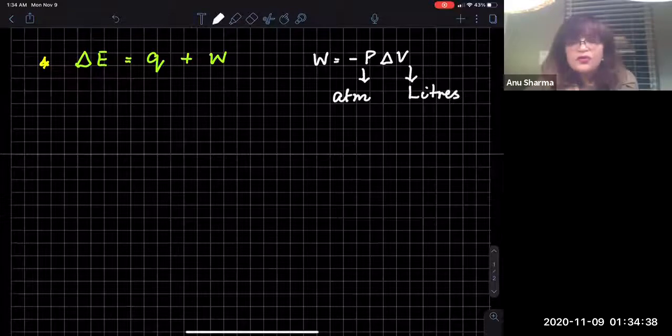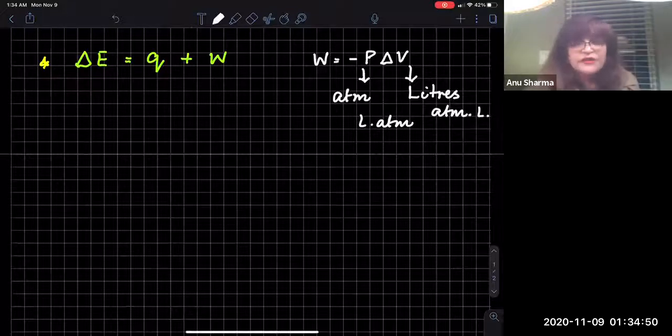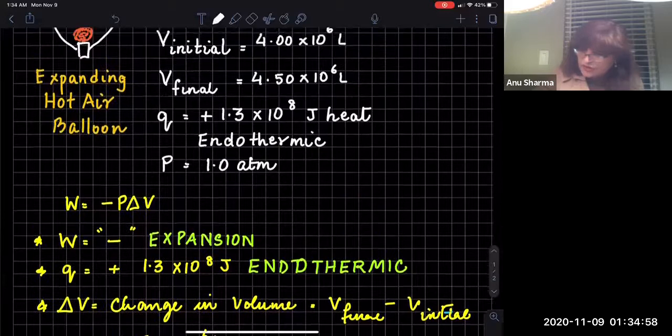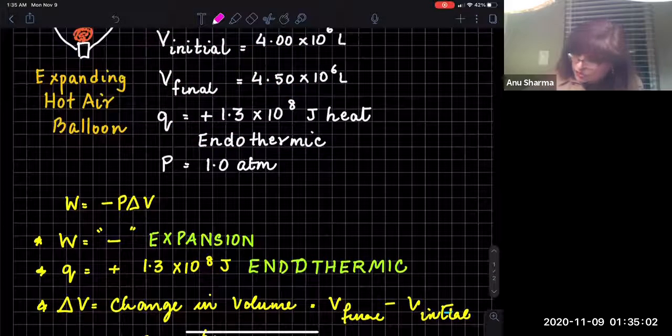That's fine. It can be liters·atmosphere or atmosphere·liters, either way it still means the same. Either way you can write them, but that's the unit. However, the Q, remember, the unit that is being used here is in joules. So this joules is this joules.